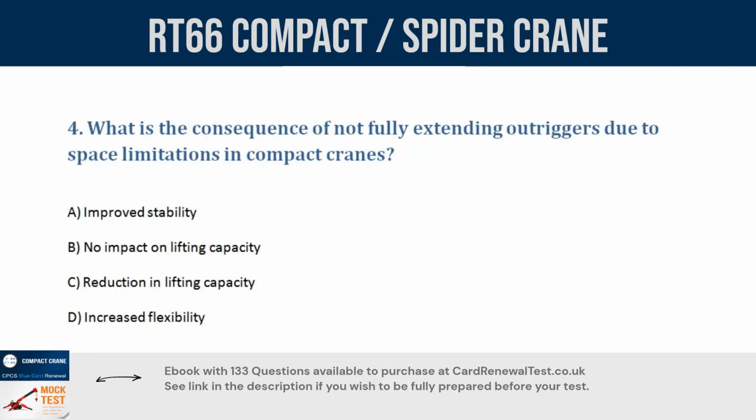4. What is the consequence of not fully extending outriggers due to space limitations in compact cranes? A. Improved stability. B. No impact on lifting capacity. C. Reduction in lifting capacity. D. Increased flexibility. Correct answer, C. Reduction in lifting capacity.